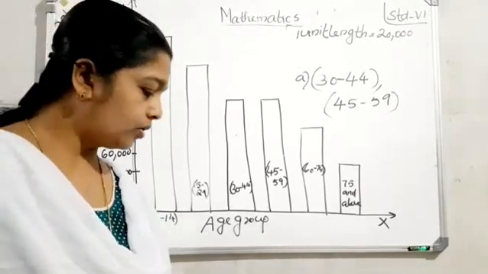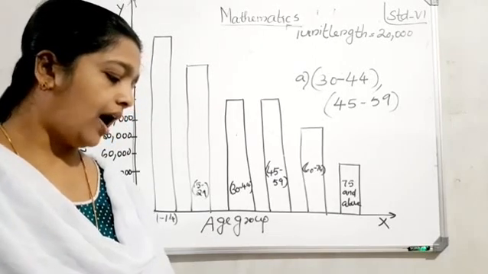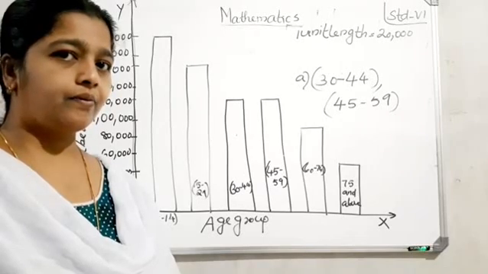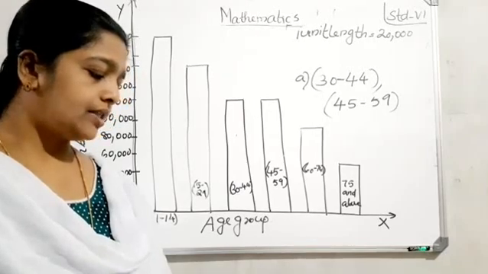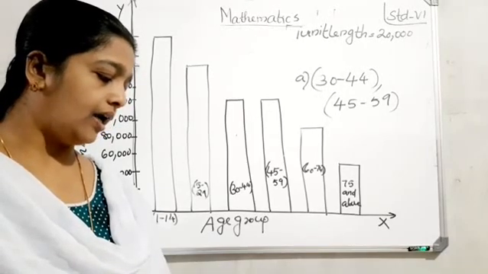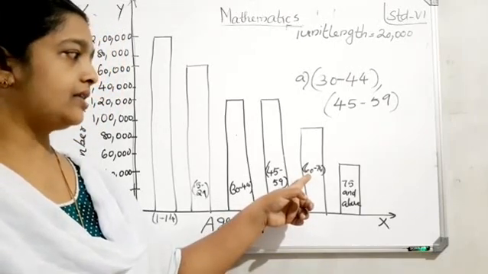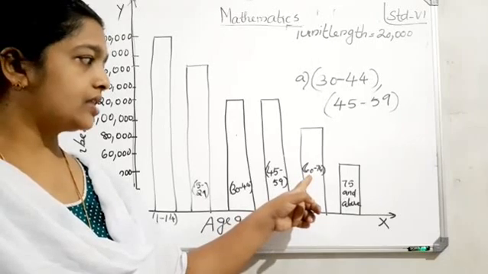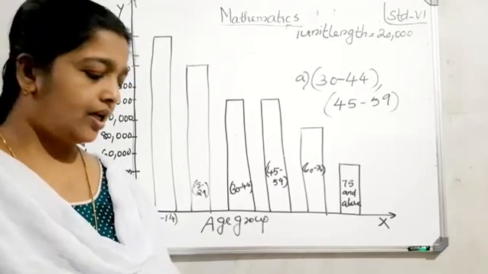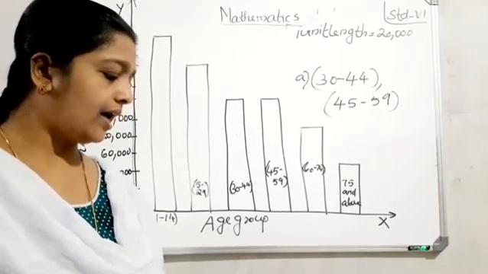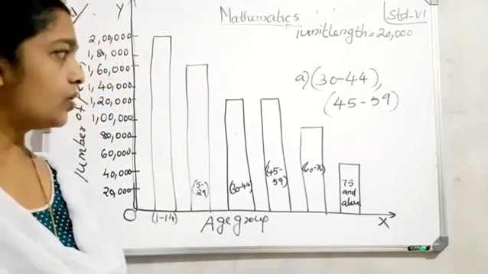Next, one more question. All persons in the age group of 60 and above are called senior citizens. Where is 60 and above? Here, from 60 to 74 and then 75 and above. Those are called senior citizens. How many senior citizens are there in the town? Say the answer.